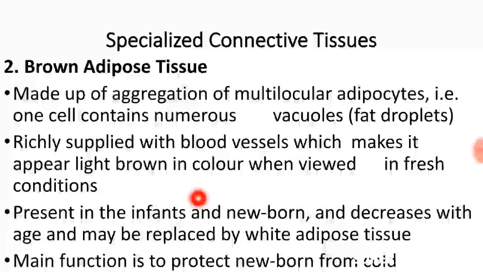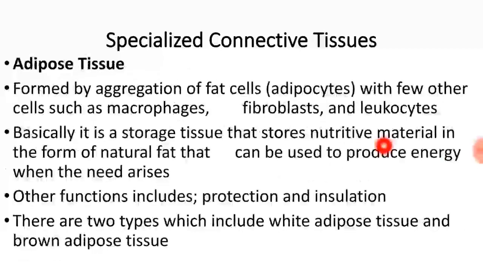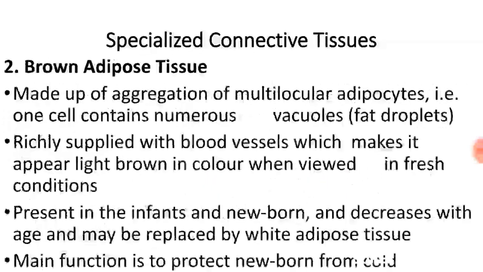As a person grows, these brown adipose tissues decrease and may be replaced by white adipose tissue as a normal process of development of either a human being or any other living organism. Adipose tissues also function as insulators. They are used for insulation. So the main important function is to protect a newborn from cold.